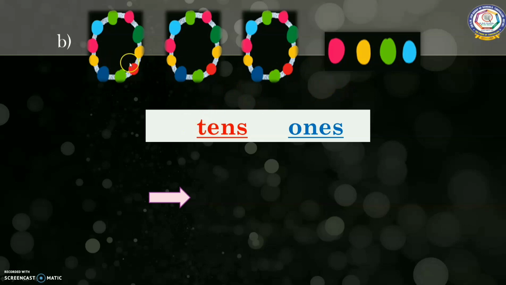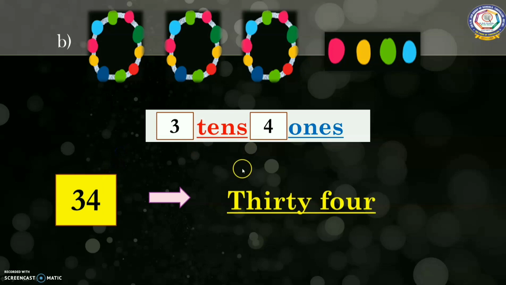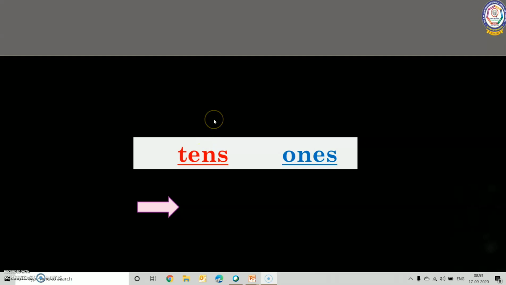See, 1, 2, 3. So, there are 3 tens. Now, shall we count the ones? 1, 2, 3, 4. 4 ones. 3 tens, 4 ones. 3 tens and 4 ones makes 34. Now, write the number name for 34. THIRTY 30, FOUR 34.